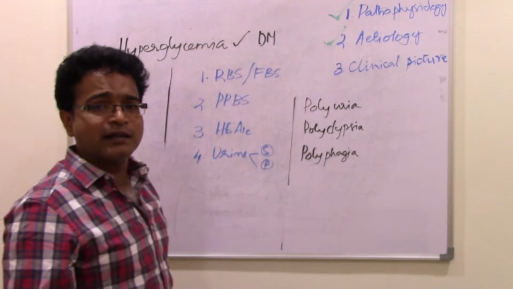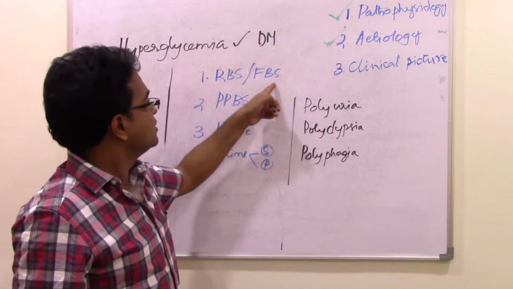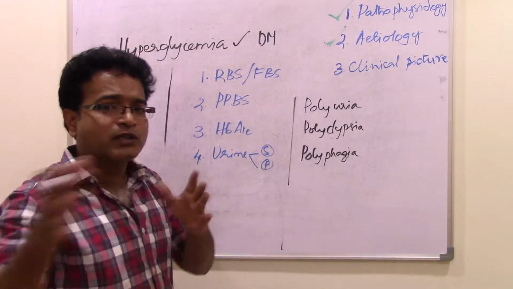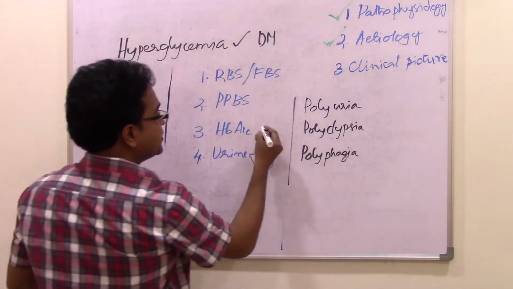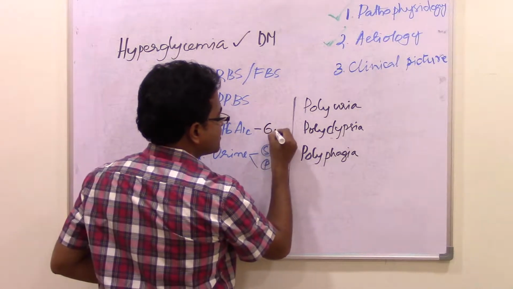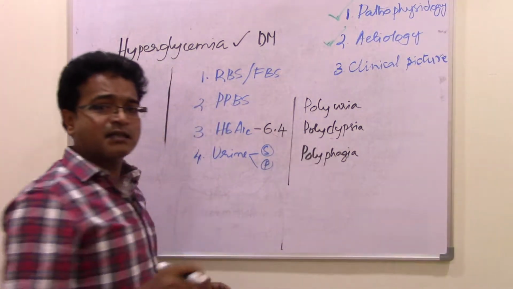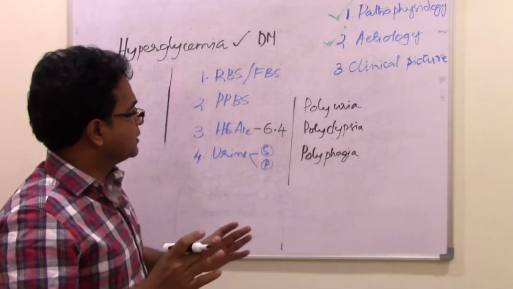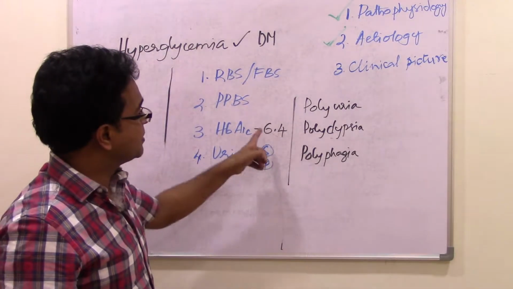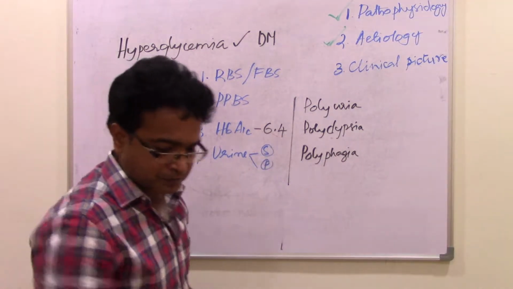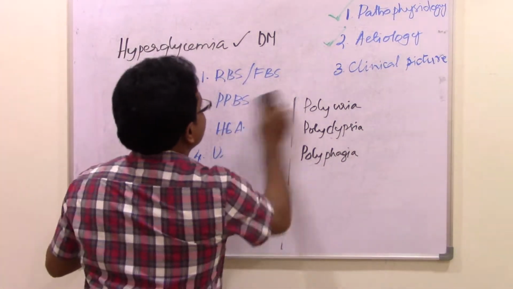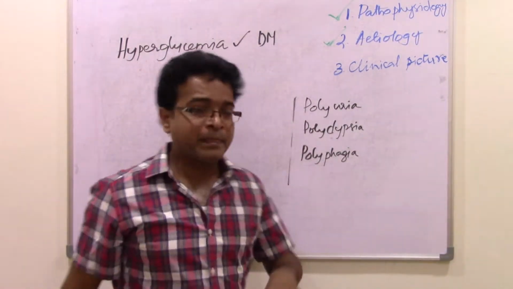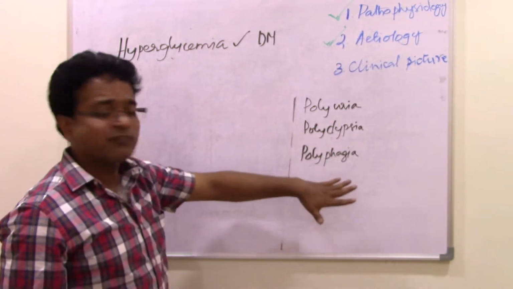Usually FBS below 100 is normal, RBS below 140 is normal, PPBS should be 140 to 160, right? HbA1c now, 6.4 is considered non-diabetic. Earlier up to 7 was acceptable, but now it has become 6.4. Right. So let's talk about the clinical picture. The clinical picture is polyuria, polydipsia and polyphagia.